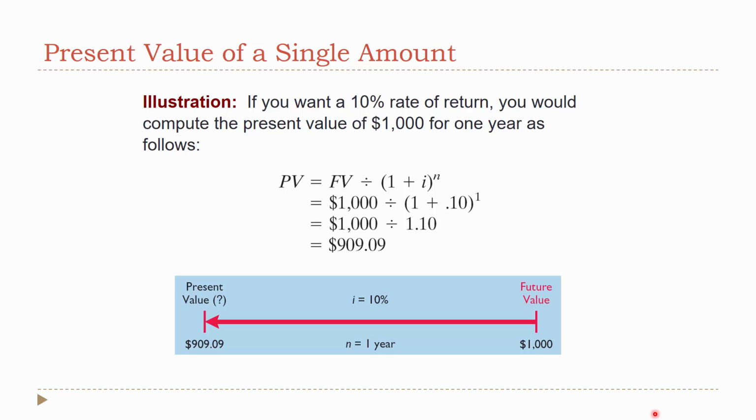Let's look at an example. If you want a 10% rate of return, you would compute the present value of $1,000 for 1 year by taking $1,000 divided by 1.10 to the 1 power, and you'd figure out that that's worth $909.09 in today's value. Or another way to think about it is, if I invested $909.09 and I received 10% interest, I would have $1,000 a year from now. So if somebody was offering to give me $909.09 today, or $1,000 in the future, if I think I can get a 10% interest rate, those two options are equal to me.